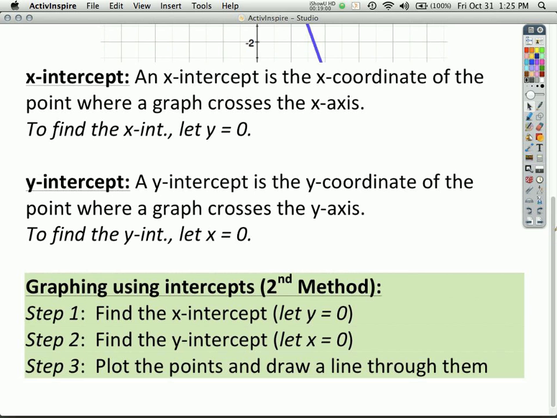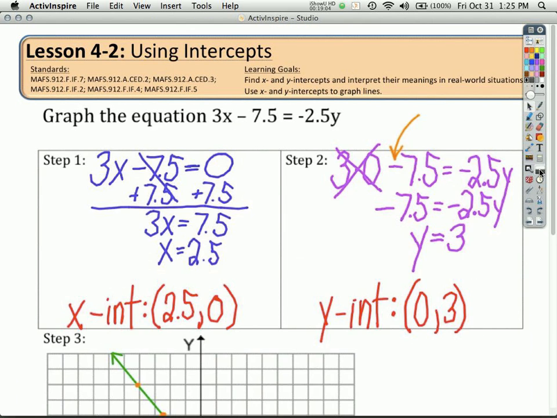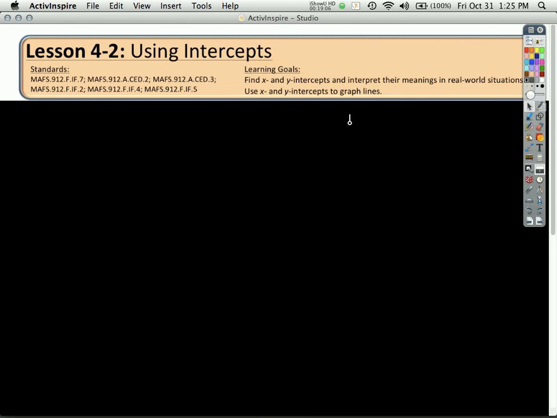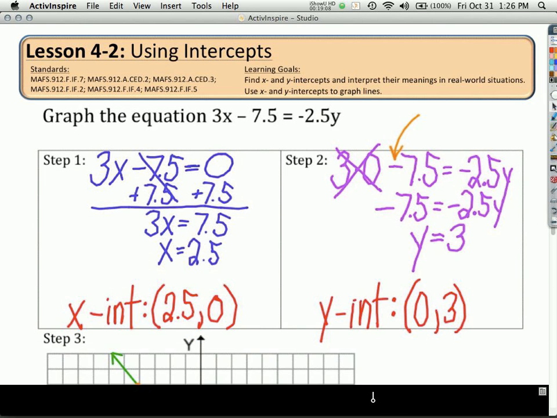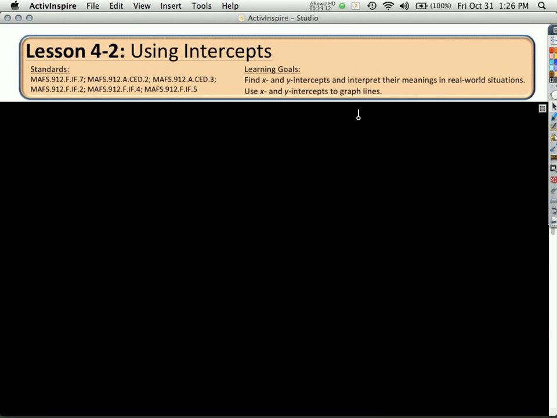So don't worry if you're not done. This is going to all come back in a moment. So, of course, you already titled today's lesson 4-2, and the title is Using Intercepts. So you're going to learn what an intercept is today and how it can benefit you.